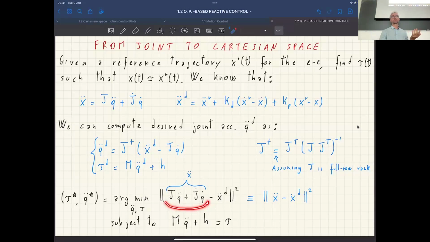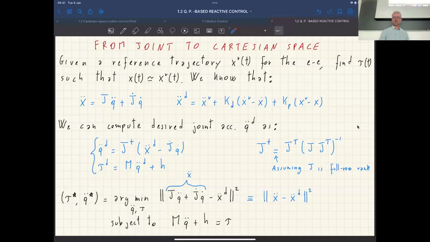Yes, but it's linear with respect to this. Yeah, exactly. It's still a least squares program because this is constant, this is constant, and this is linear. So we have linear plus constant plus constant. So that's linear.